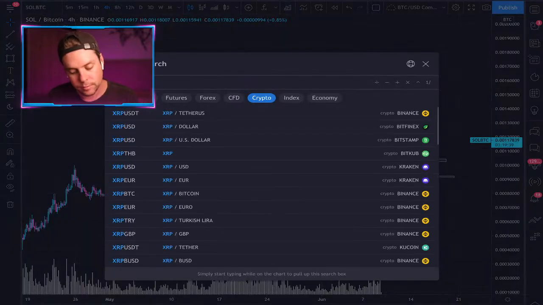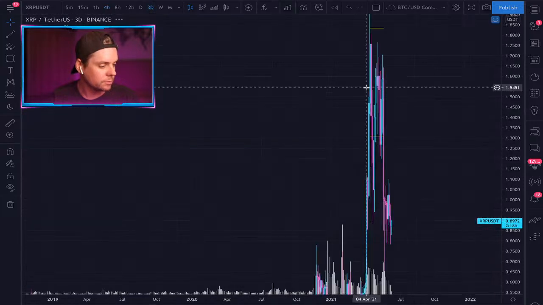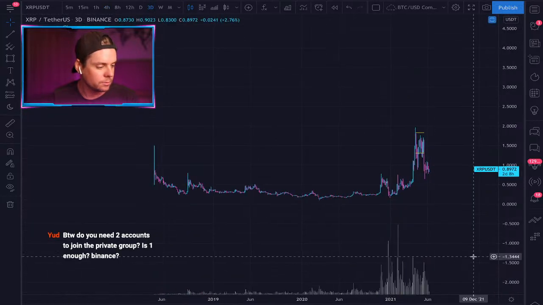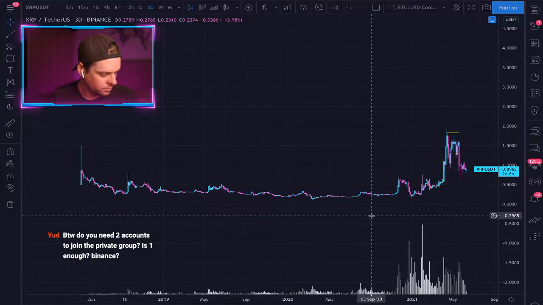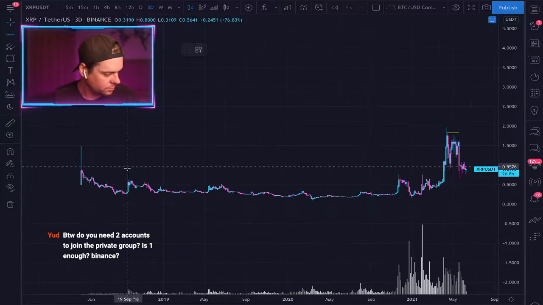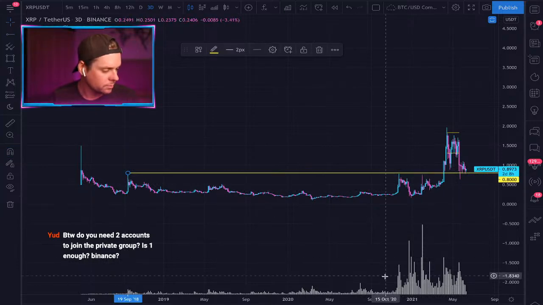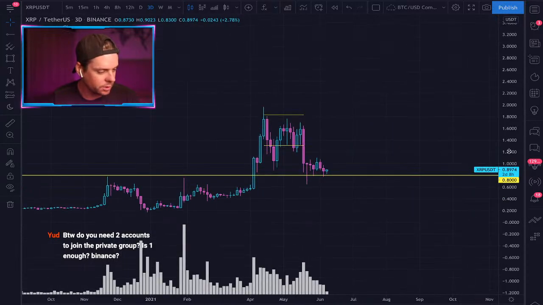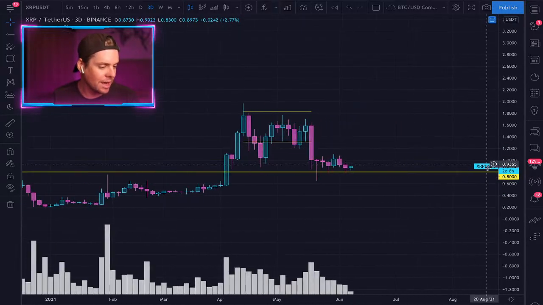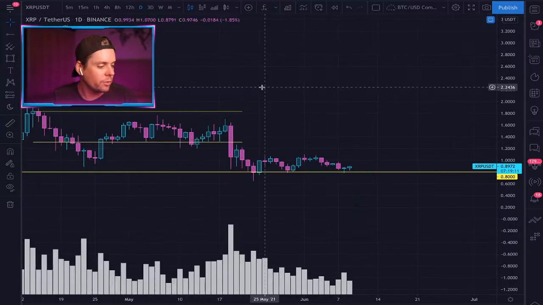XRP. That's the area for me. That's what I want to see hold, and it looks like we're holding. So this is going to take a while. This is on the 3-day. This will take probably a few weeks to repair.